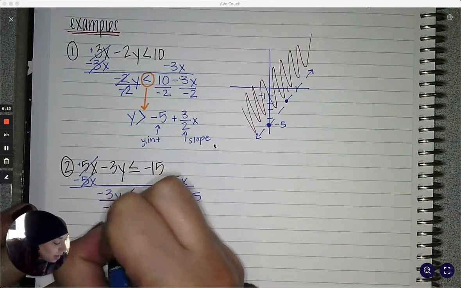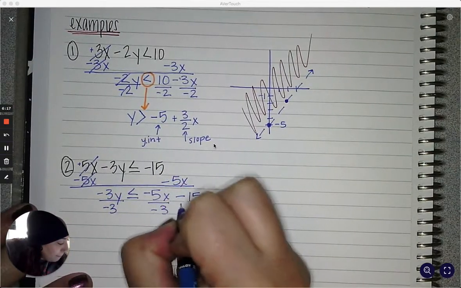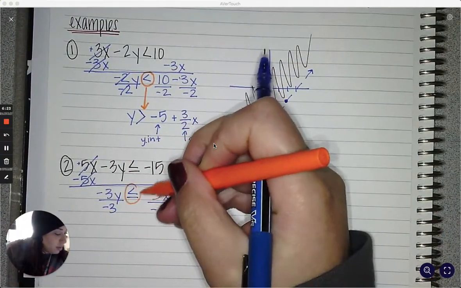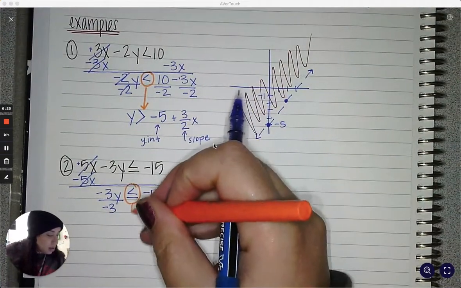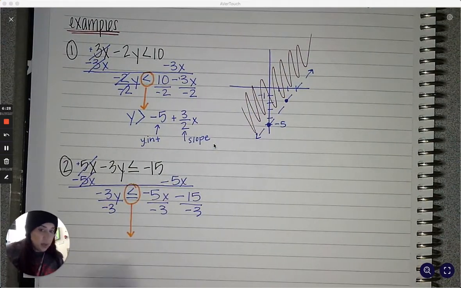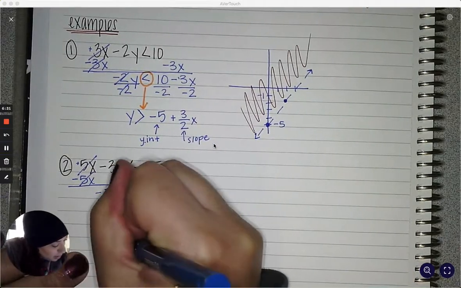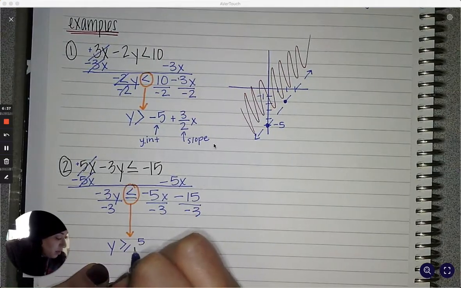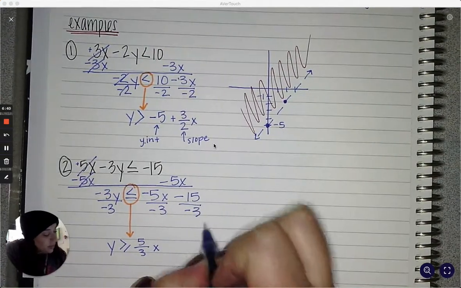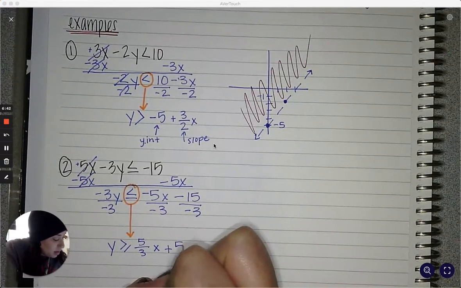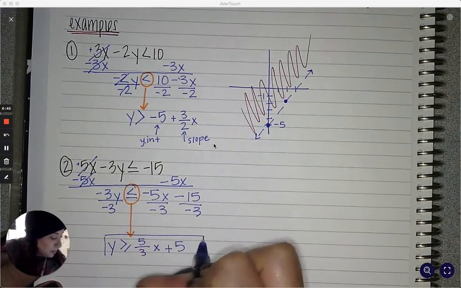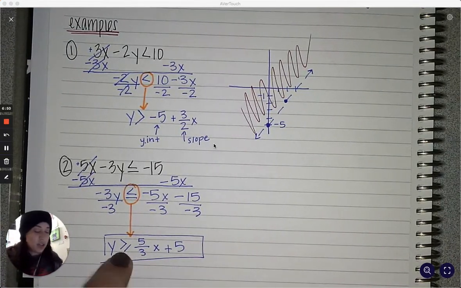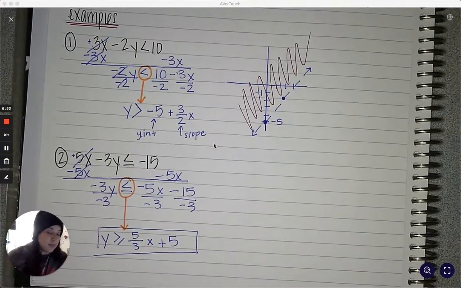Second, divide by b. Because b is negative, we flip this sign. So we get that y is greater than or equal to negative 5 divided by negative 3 is a positive 5/3. Negative 15 divided by negative 3 is a plus 5. Okay? And then we would graph it, shade solid line. We would shade above the line because it's greater than. And that's about it.